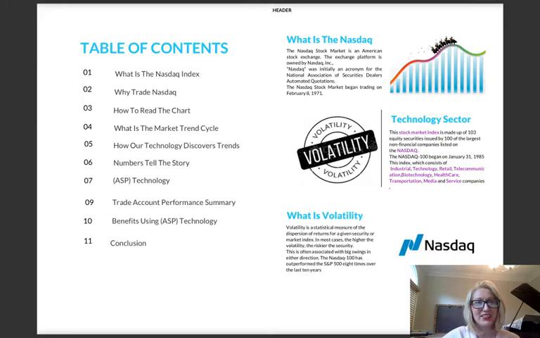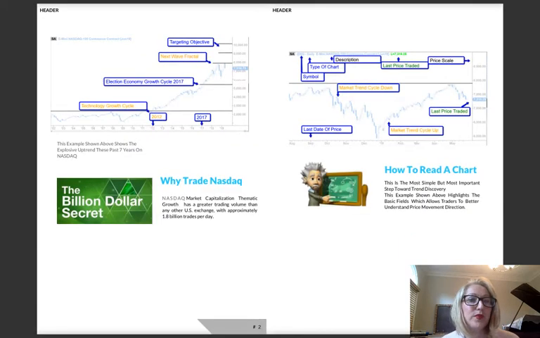All right, next. Page 2. So E-mini NASDAQ 100. Why trade NASDAQ? This is the $1 billion secret. NASDAQ market capitalization, thematic growth, has a greater trading volume than any other U.S. exchange with approximately 1.8 billion trades per day.